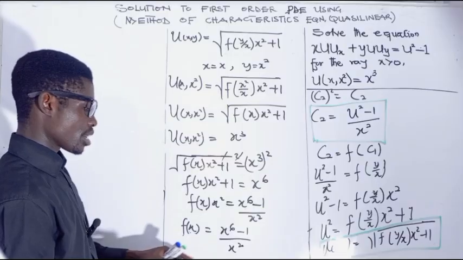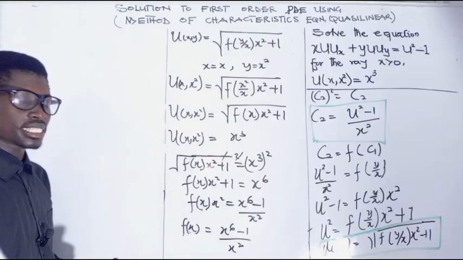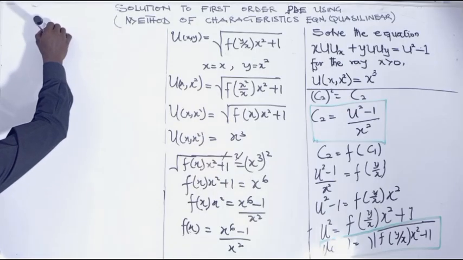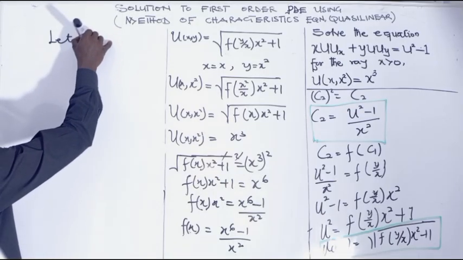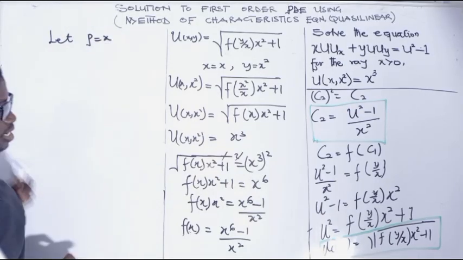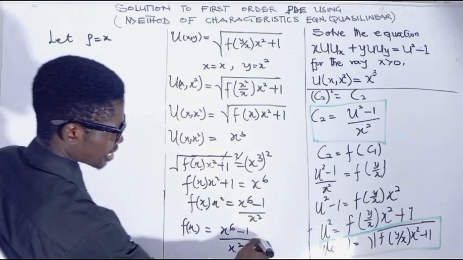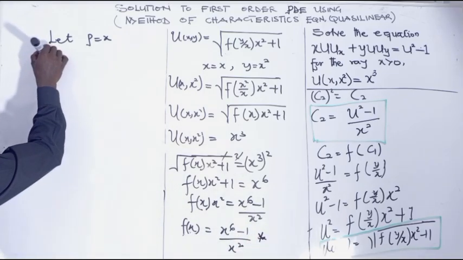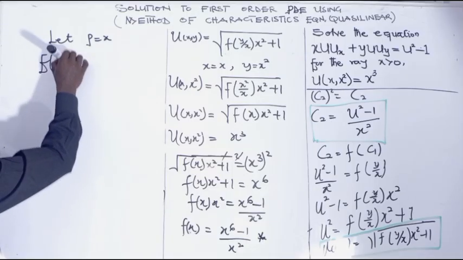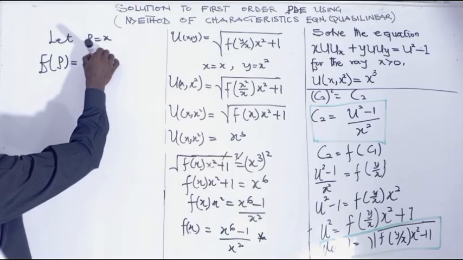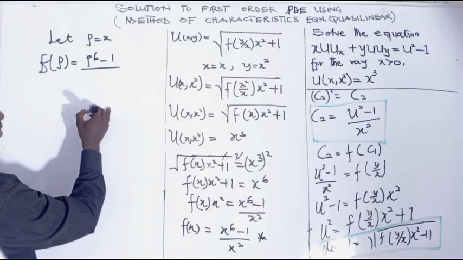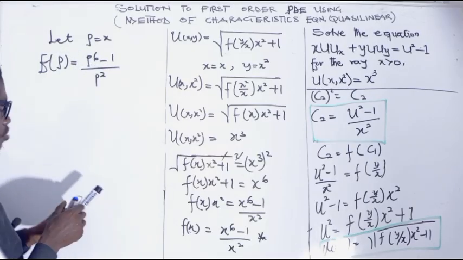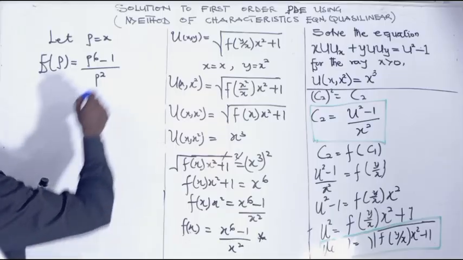So we are going to let any variable at all, let's say p, represent x. So wherever we see x in this equation, we are going to represent it with p. So we are going to have f at p is equal to p power 6 minus 1 all over p squared. At this point, we are going to go back to the general solution.